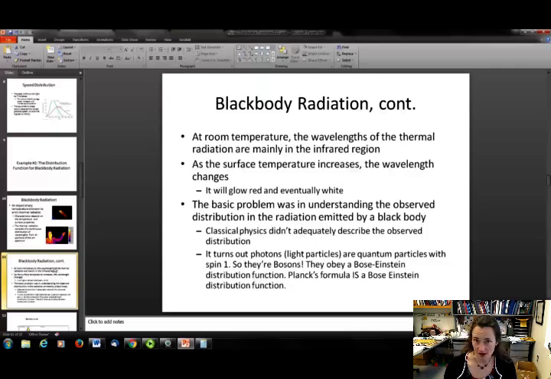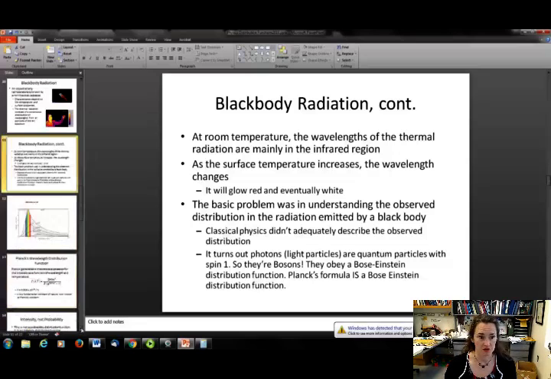So it turns out, to jump ahead to the solution to this problem, that photons, or particles of light, are actually quantum particles, okay? And they obey a quantum distribution function, not a classical distribution function like the one that we saw with the ideal gas law. So this guy named Max Planck studied the distribution function, and he did a fit to the distribution function, and it worked very well to describe it, and out of that fell Planck's constant.